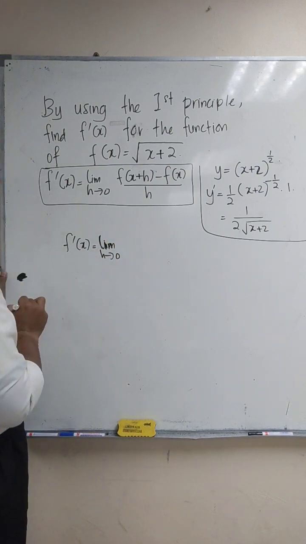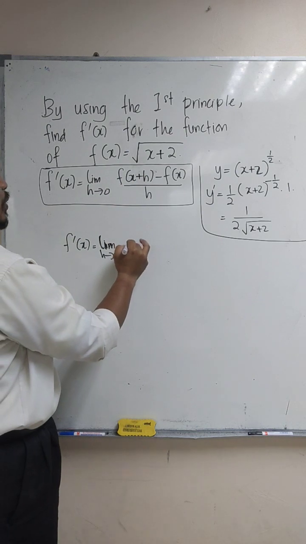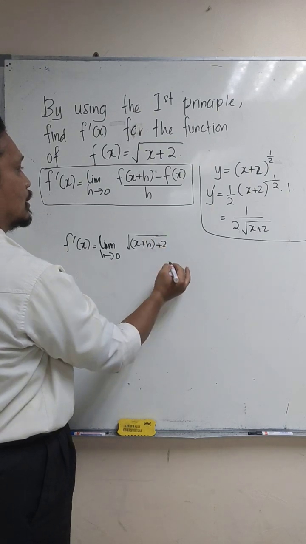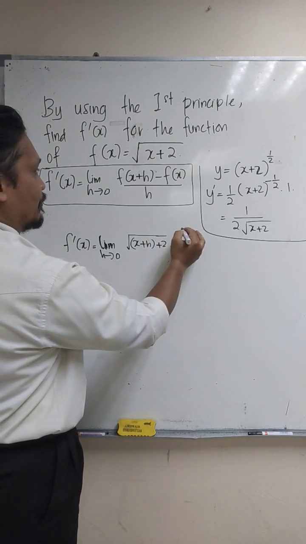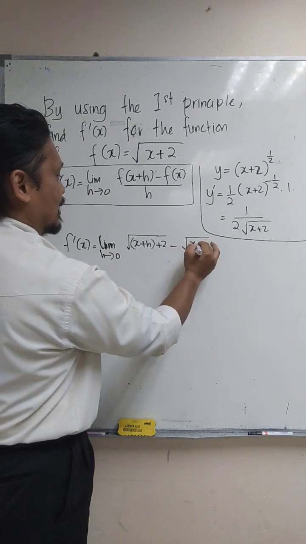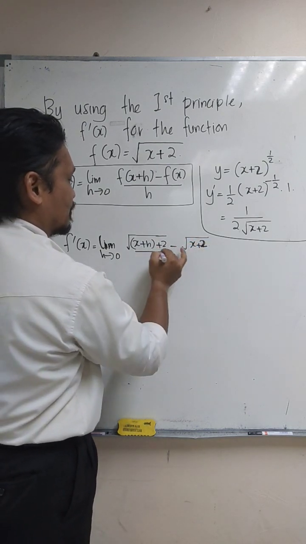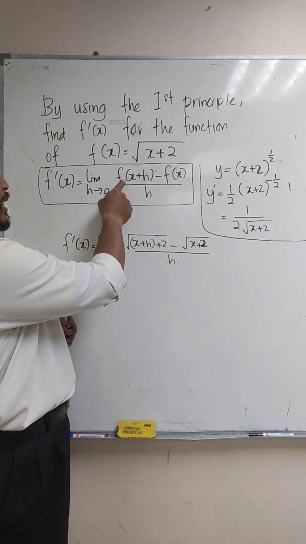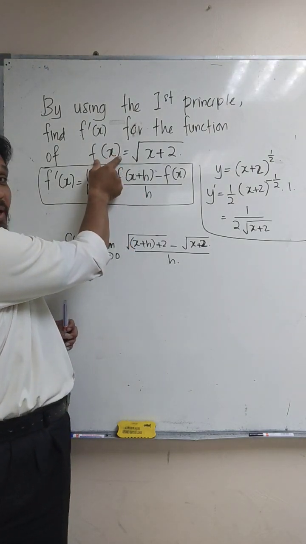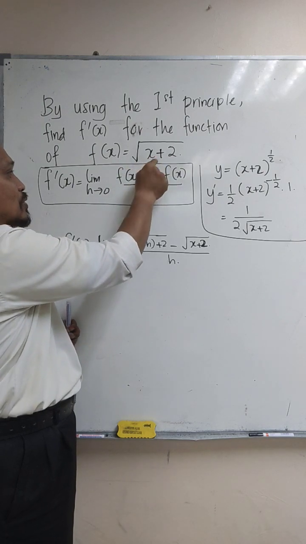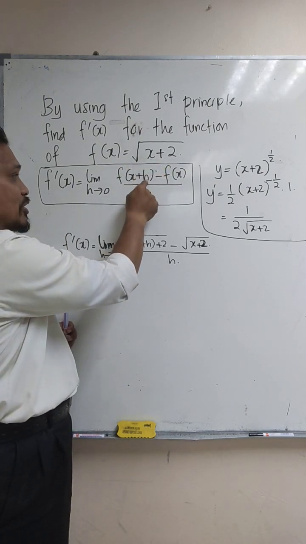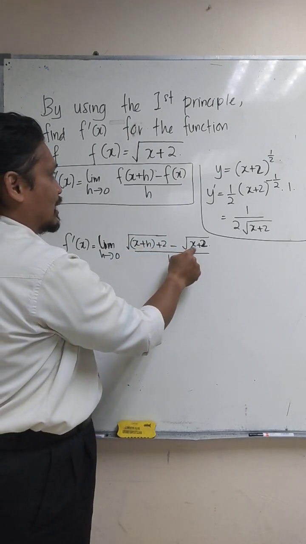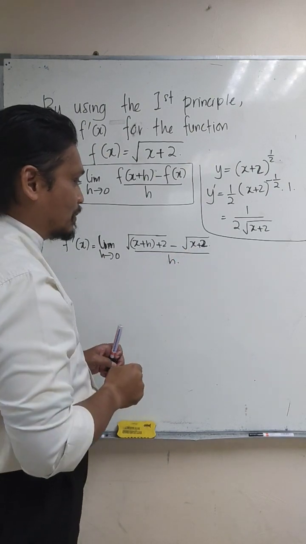the limit of h approaching 0. Substitute this with square root of x plus h plus 2, minus f(x), square root of x plus 2, divided by h. Firstly, we substitute with f(x plus h). This is a function of f(x), which is square root of x plus 2, so substitute x with x plus h. Then we have square root of x plus h plus 2, minus f(x), square root of x plus 2, and divide by h.